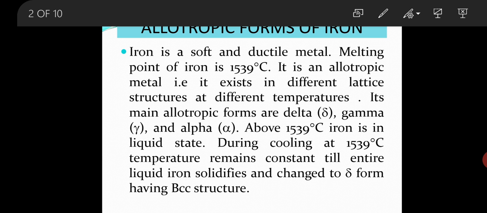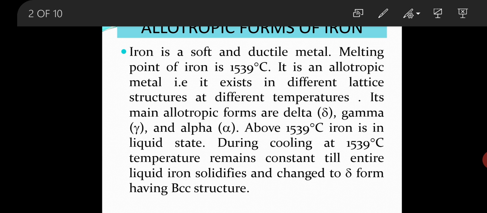It is an allotropic metal, which means it exists in different lattice structures. I have already told you about the lattice structures BCC, FCC, HCP. Iron can exist in more than one lattice structure depending on the temperature. Its main allotropic forms are delta, gamma and alpha. So delta iron, gamma iron and alpha iron.